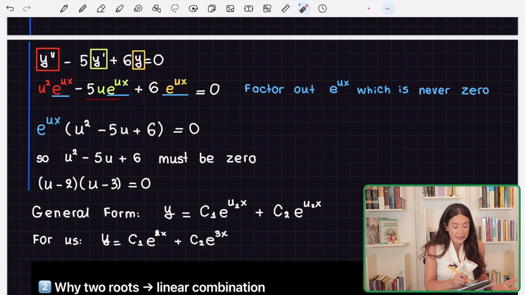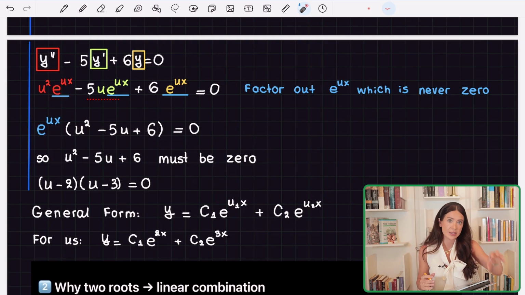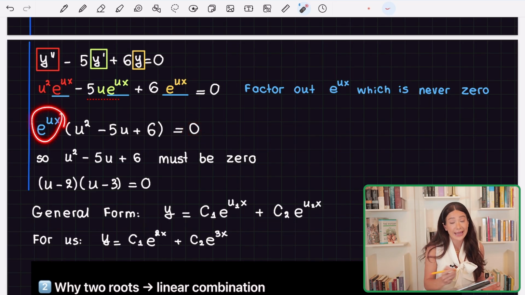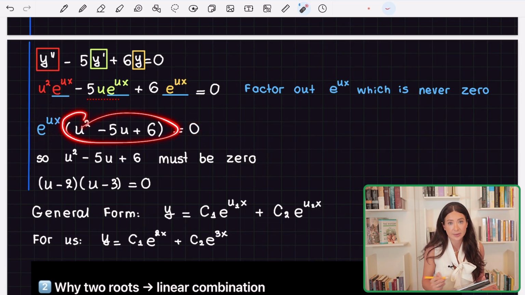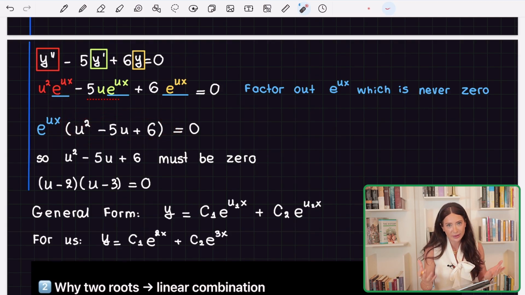And the reason why this is the only thing that matters is because you know that this can't be 0. And what you have here is that one expression is multiplied by another expression. Its product is 0, so one of them has to be 0. Well, this can't be 0, so then this has to be. So now we're going to solve the quadratic equation.